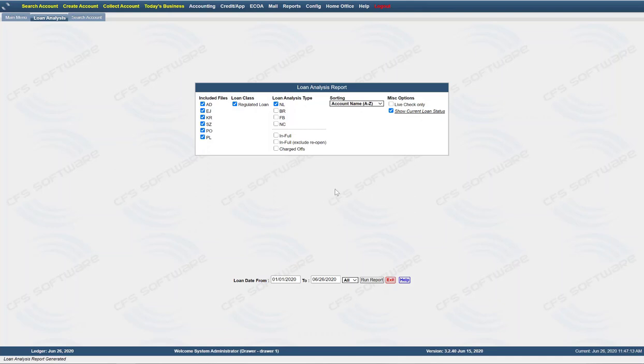So that is, well, one last thing. You can sort the report either by A through Z name or by account number. And that is the loan analysis report.